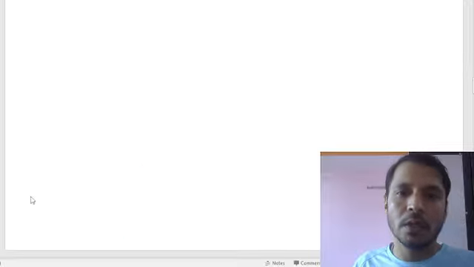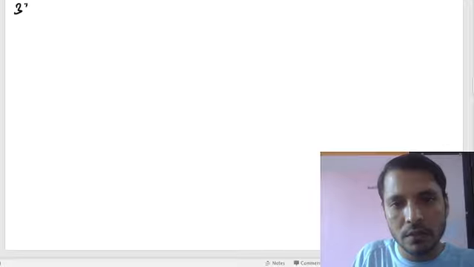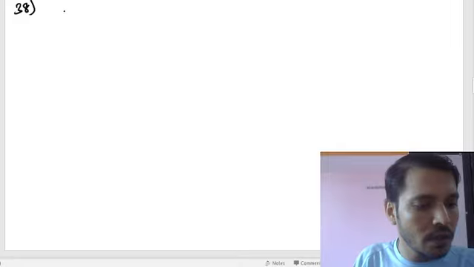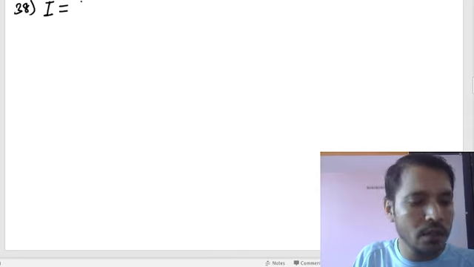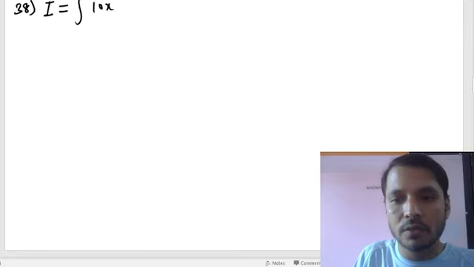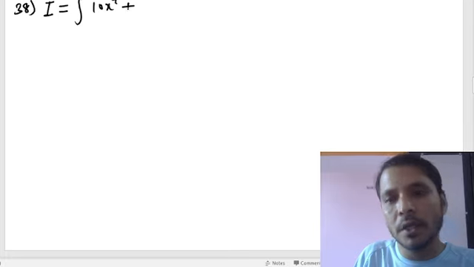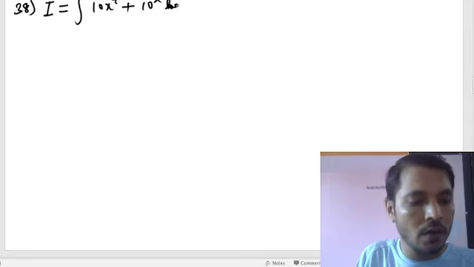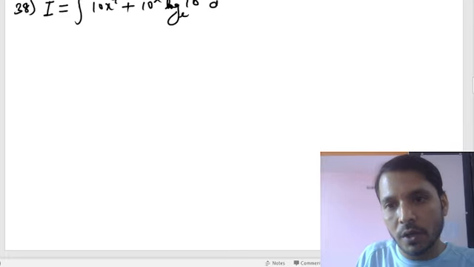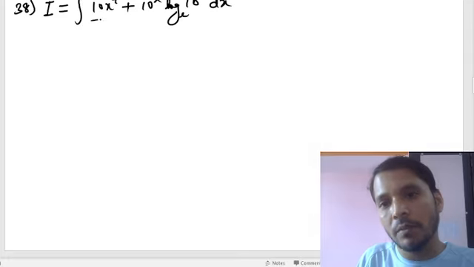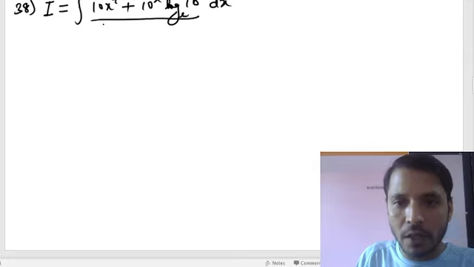Now we will move to the next question, question number 38. It is an objective question. Here we have given I is equal to the integral of 10x to the power 9 plus 10 to the power x log base e 10 dx, divided by x to the power 10 plus 10 to the power x. Very simple actually.